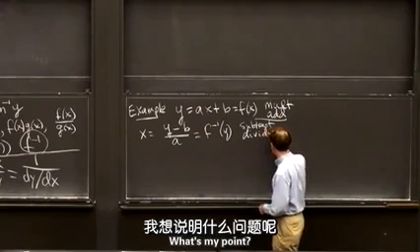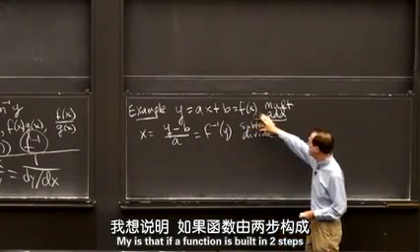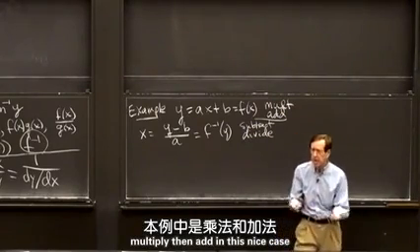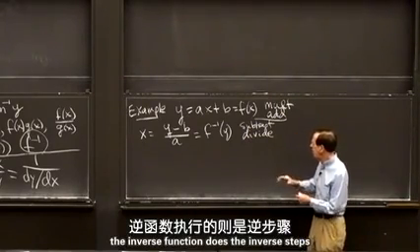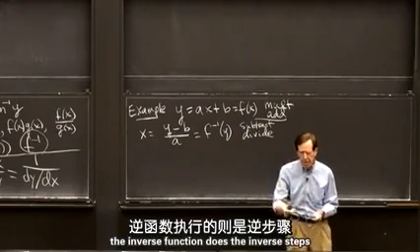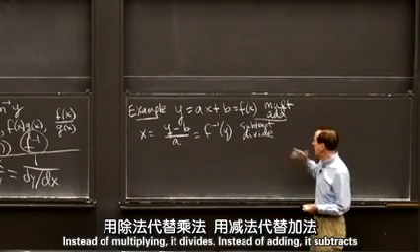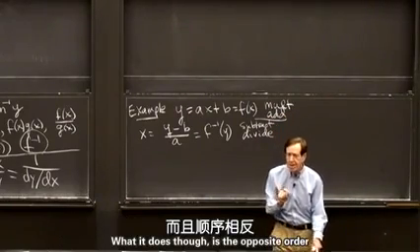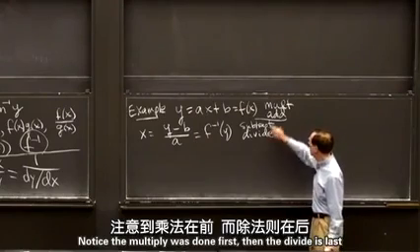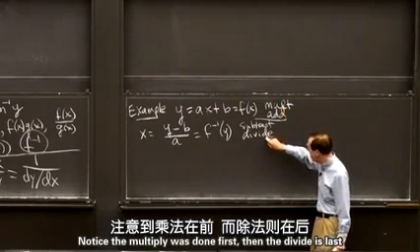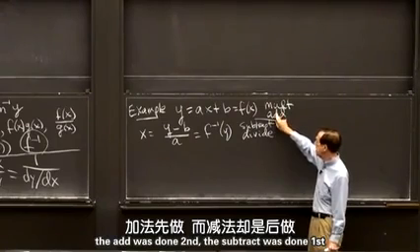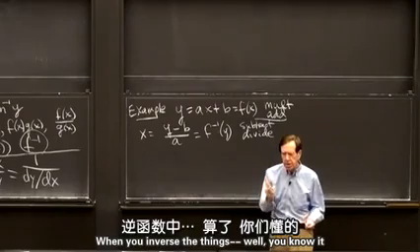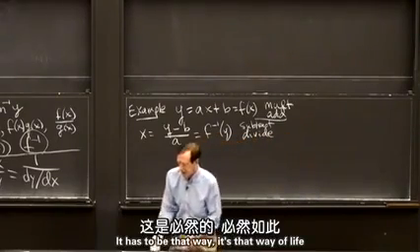What's my point? My point is that if a function is built in two steps, multiply and then add, in this nice case, the inverse function does the inverse steps. Instead of multiplying, it divides. Instead of add, it subtracts. What it does, though, is the opposite order. Notice the multiply was done first, then the divide is last. The add was done second, the subtract was done first. When you invert things, the order, well, you know it has to be that way.